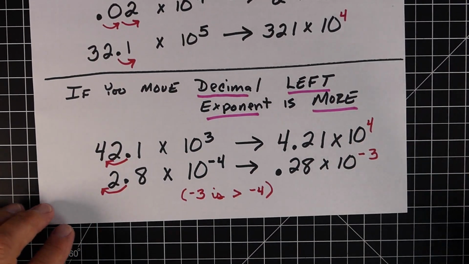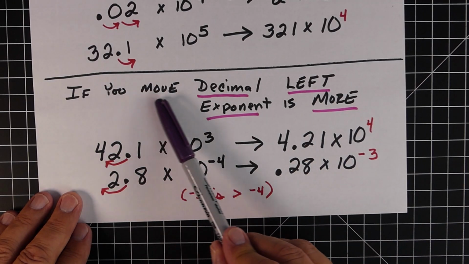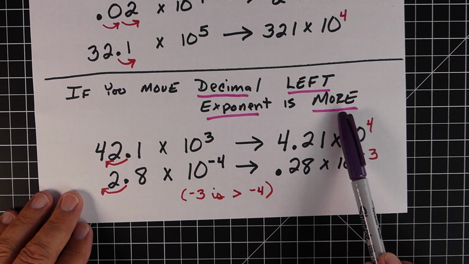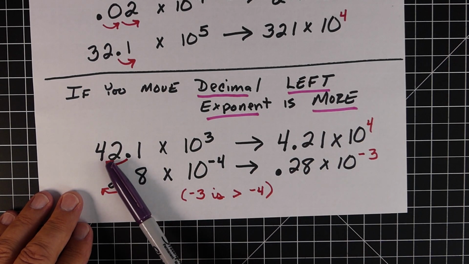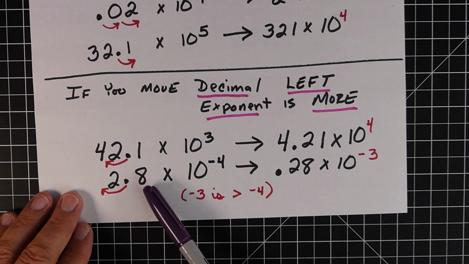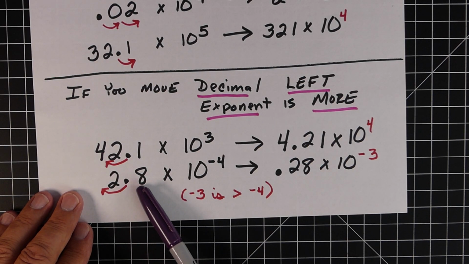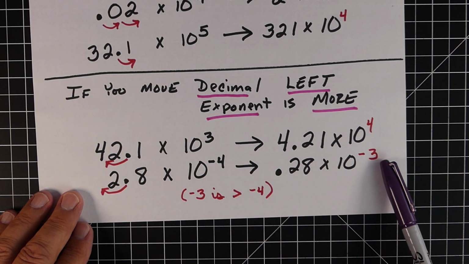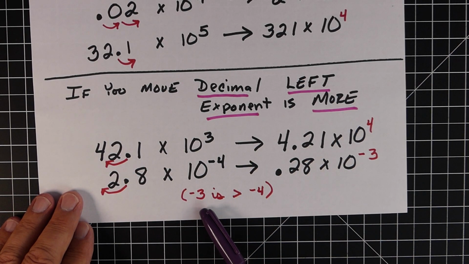On the flip side, if I move a decimal to the left, so when it was 42.1, if I move it 1 time to the left, like I'm trying to write it in scientific notation, the exponent actually gets larger. Here's another example. I move it 1 to the left, and the exponent goes from -4 to -3. Just a little reminder, -3 is actually greater than -4. So here's our first example.